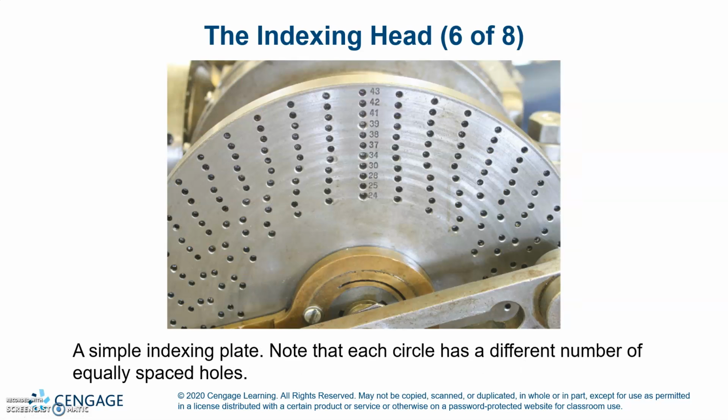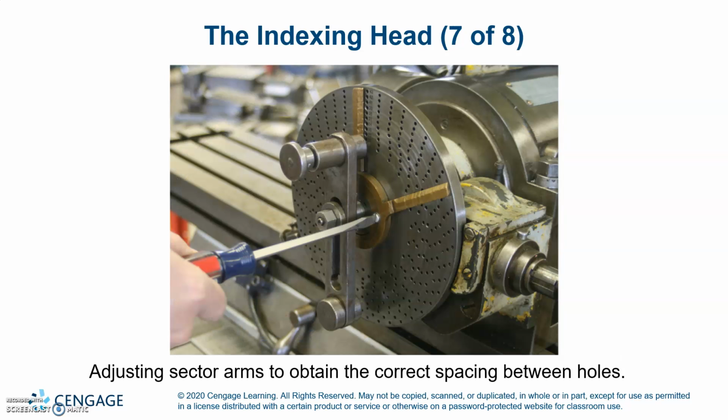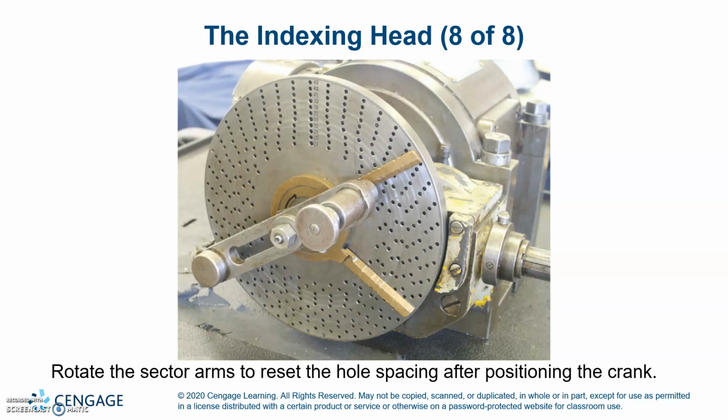A simple indexing plate, note that each circle has a different number of equally spaced holes. Adjusting sector arms to obtain the correct spacing between holes. Rotate the sector arms to reset the hole spacing after positioning the crank.